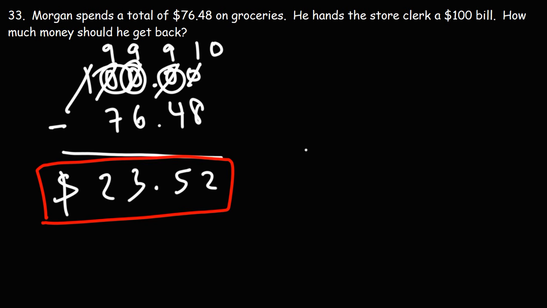But you can confirm that the answer is correct. If you add 76.48 with 23.52, you're going to get 100. But this is how much he should get back from the store clerk.